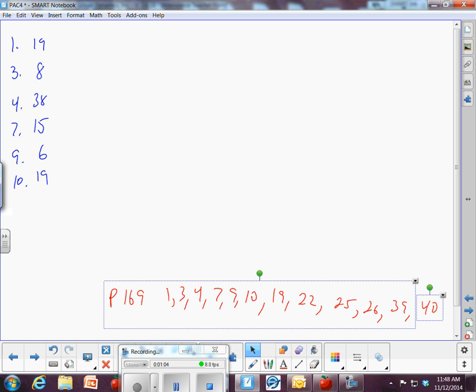Okay, so 1 is 19. These are the answers. If they don't match, mark it wrong, write the correct answer. 1 is 19, 3 is 8, 4 is 38, 7 is 15, 9 is 6, and 10 is 19.